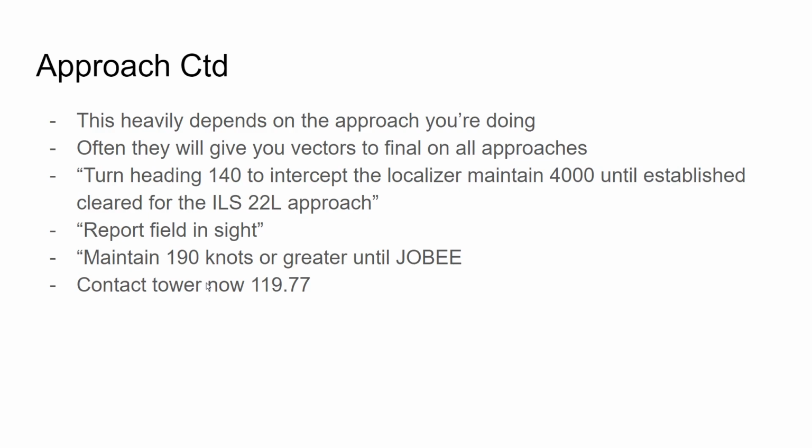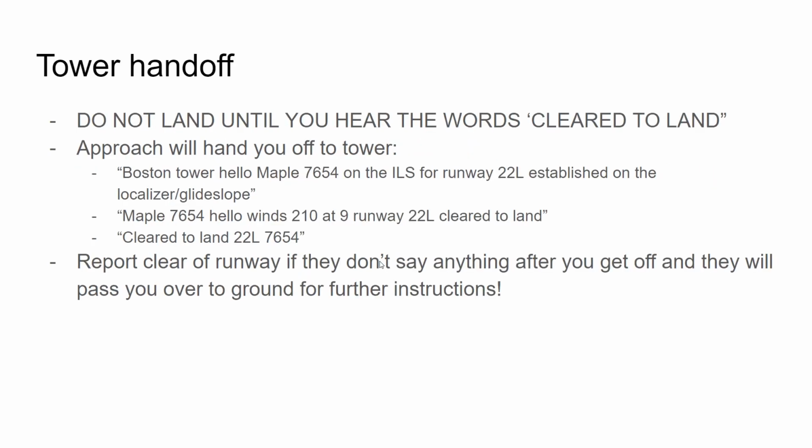And then at some point, they won't need to vector you in anymore, and they'll say, contact tower, and give you the frequency, and you say, thanks, over to tower, Maple 7654. So you go over to tower. You say, Boston Tower, hello, Maple 7654, on the ILS for runway 22 left, we're established on the glide slope or the localizer, whichever you are. They'll say Maple 7654, hello. They'll give you the winds, and they'll say runway 22 left, clear to land. And you'll say clear to land 22 left, 7654. And that's basically it. Do not land until you hear the words clear to land.